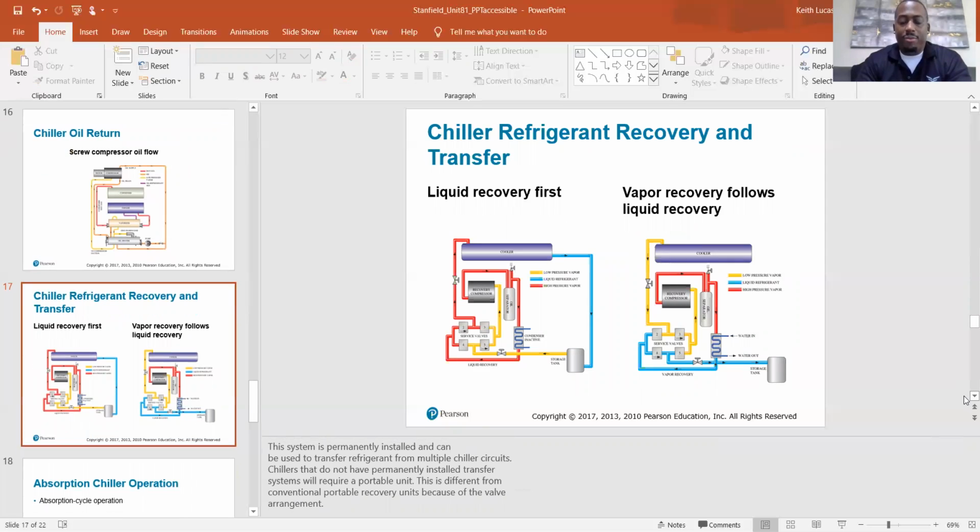Chiller refrigerant recovery and transfer. So this system is permanently installed and can be used to transfer refrigerant from multiple chiller circuits. Chillers that do not have permanently installed transfer systems will require a portable unit. This is different from conventional portable recovery units because of the valve arrangement.